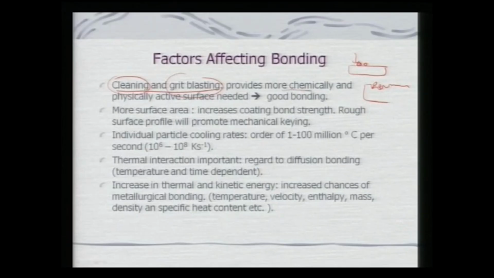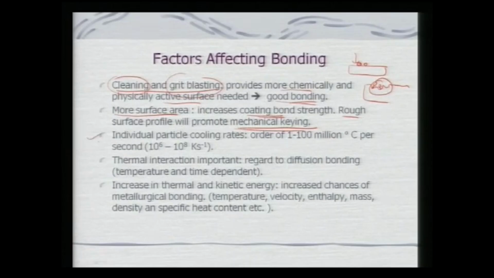So, that provides more chemically and physically active surfaces that will result in a very good bonding. At the same time, we are providing much enhanced surface area, and that increases the overall coating bond strength, and also this rough surface provides mechanical interlocking or mechanical keying. So, that is what we can see here, that the rougher the surface, the better will be the overall mechanical interlocking of this particular material with the substrate.